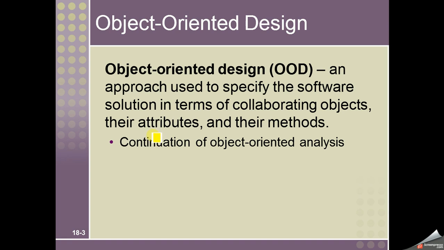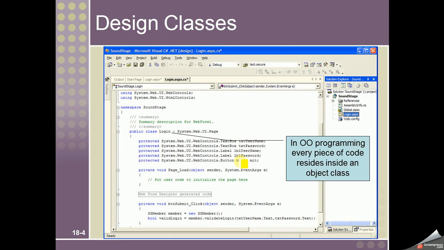So object-oriented design is an approach used to specify the software solution in terms of collaborating objects, their attributes and methods. So it was the same thing in SAD1, but that was from the analysis perspective. So now we'll see how the objects, attributes, methods, they can be designed to propose a design of the system.